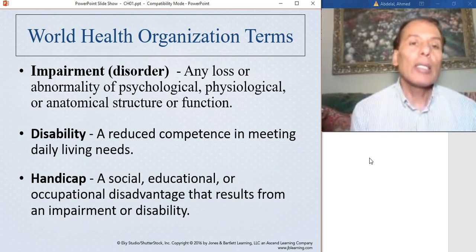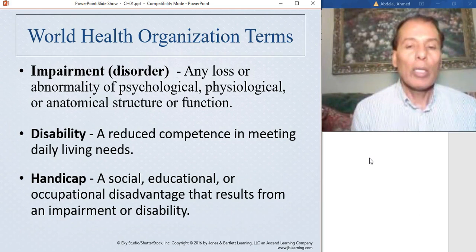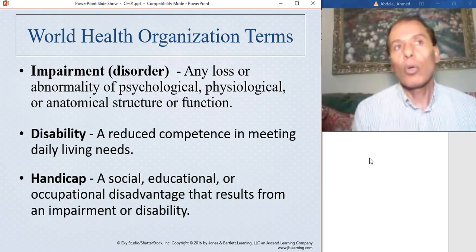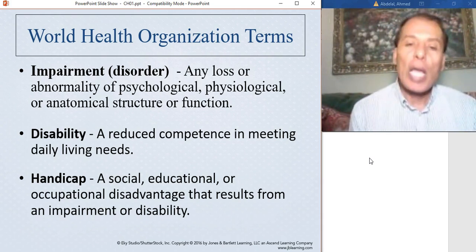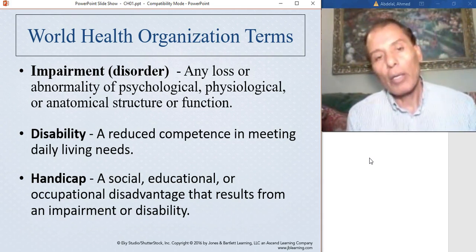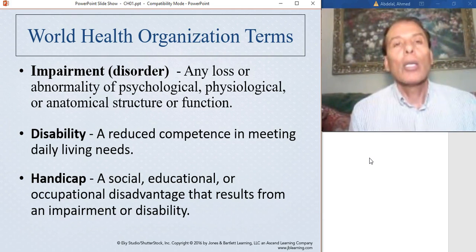A disability has to do more with how you compare with members of the community in terms of how you go about your daily life. It is more of the effect of the impairment on your daily living. So it's the reduced level of competence in doing what other people can do in their day.